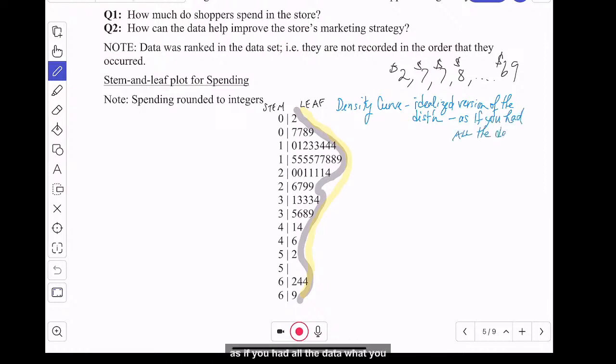As if you had all the data, what you expect to see. Now you could be wrong, but based on what you have to date, you have to make a statement. And what I'm going to do is stick with this version because I have a story to tell about the gray option.